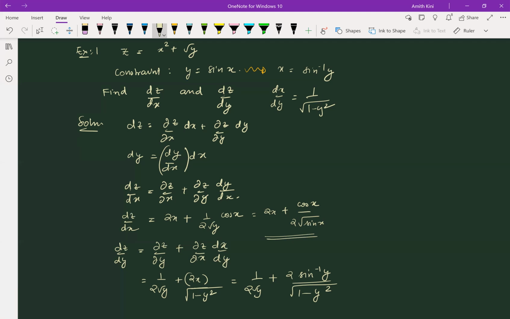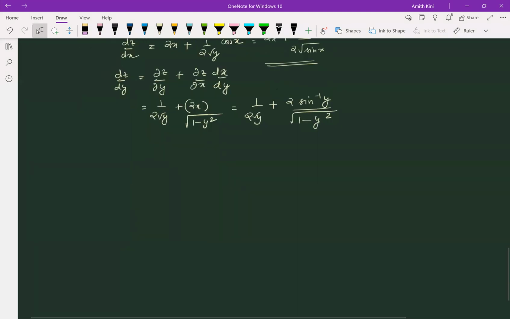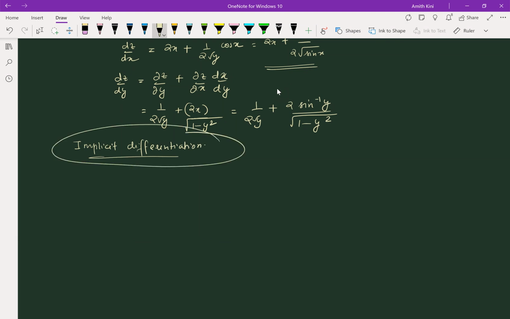Now, the last thing for today that I want to talk about is implicit differentiation. The reason I'm giving you the terms in the very beginning is that all of these have their counterparts in one variable calculus: chain rule, composite functions, implicit differentiation, etc. So you already know what these mean. I'm just looking at their extensions in multivariable calculus.